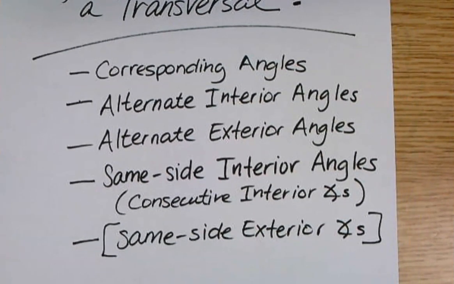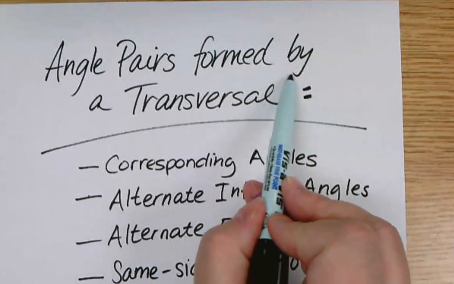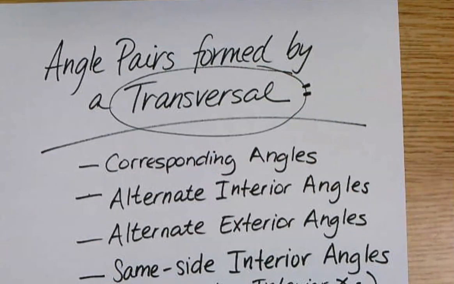All right, so these are the 5 types of angles we're going to look at today. They are all angle pairs that come up when you have lines crossed by a transversal. So let's look at what that means. Here I have 2 random lines. There's nothing special about these 2 lines.